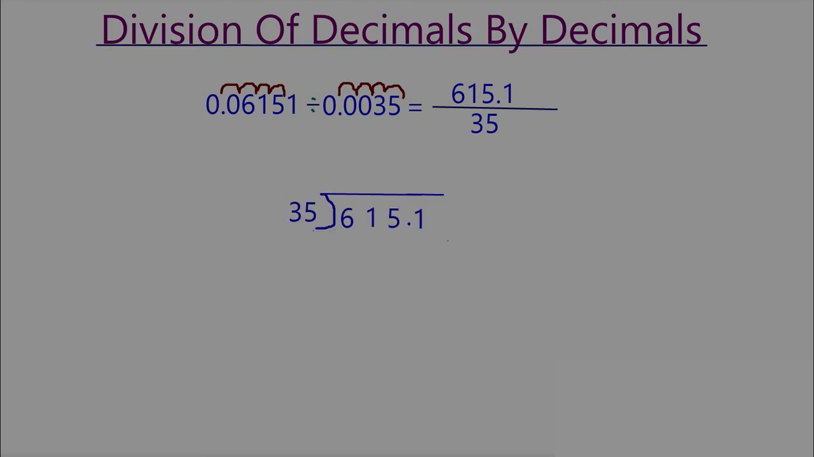61 divided by 35 gives 1. 1 times 35 gives 35.